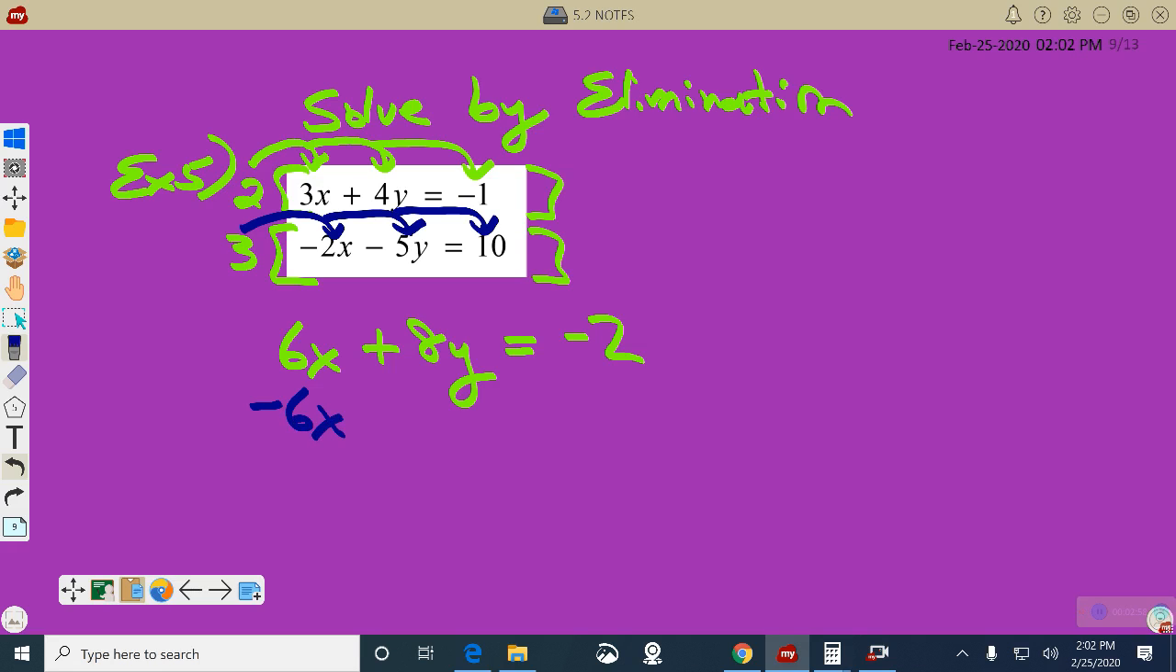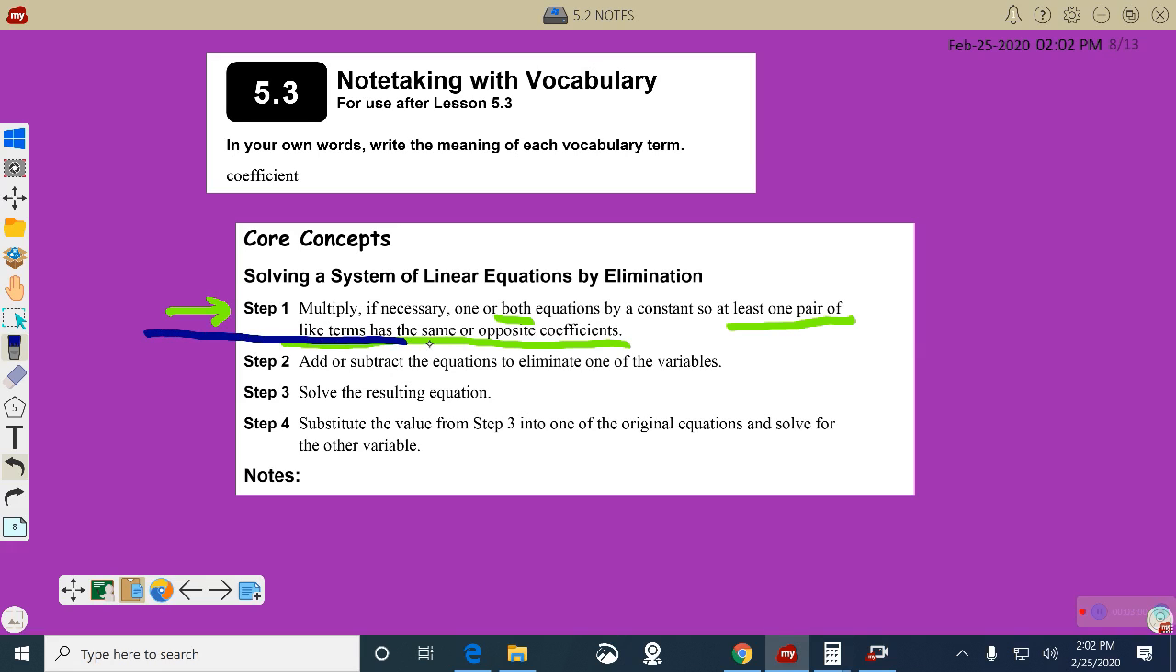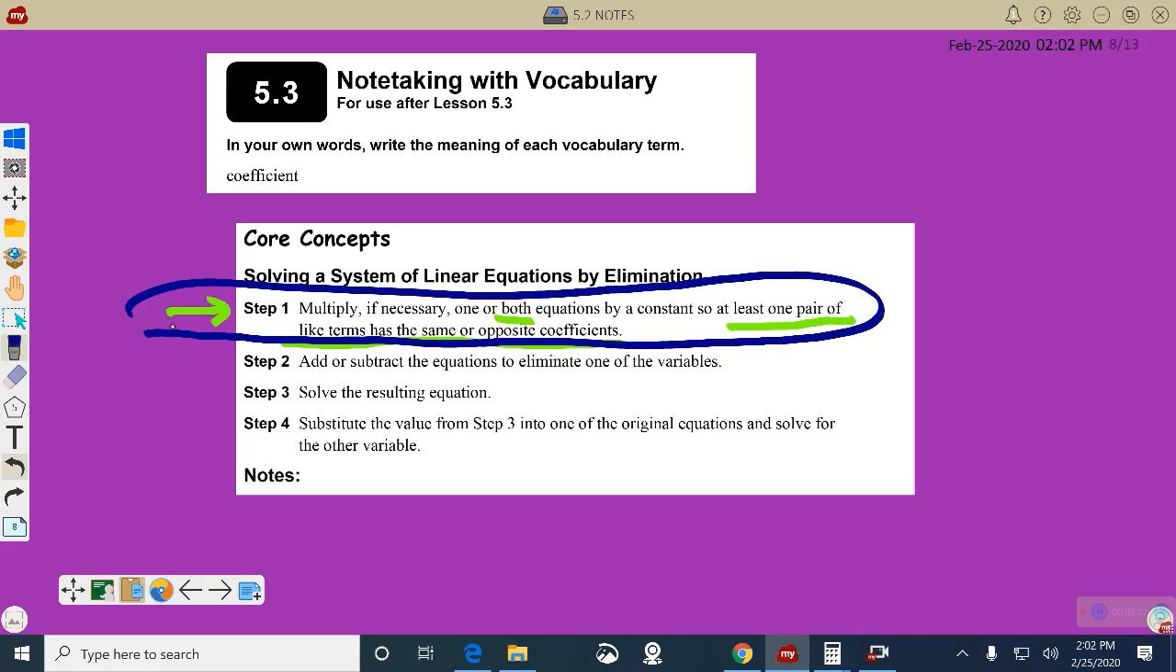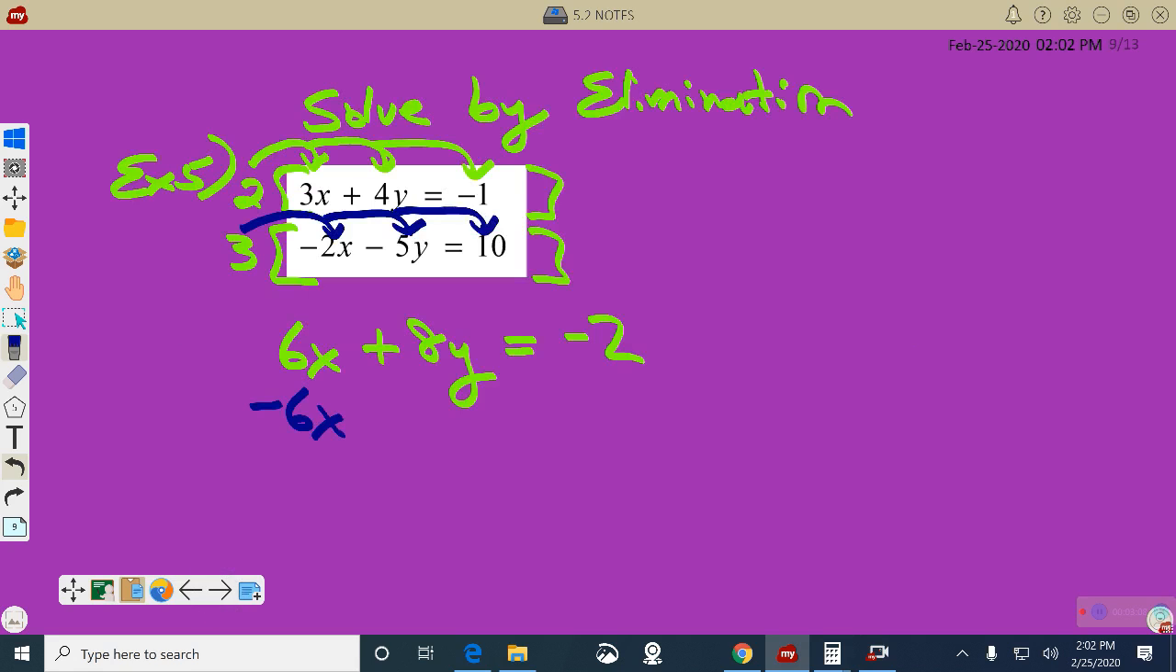In other words, I'm doing step 1. You have this handout I gave you a few days ago. I'm just doing step 1 right now. I'm multiplying both equations by a number to get opposite coefficients. Let's keep distributing now. 3 times a negative 5y is a negative 15y if my coffee is kicked in. And then I got 3 times 10 is a 30 if my coffee is kicked in.